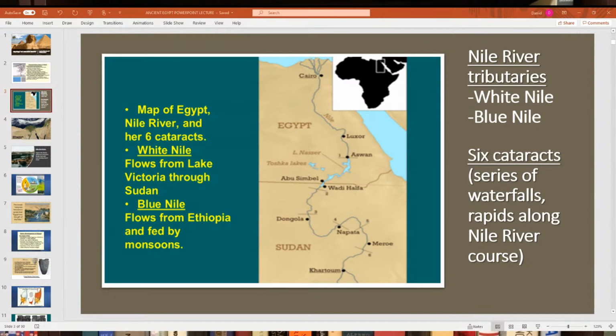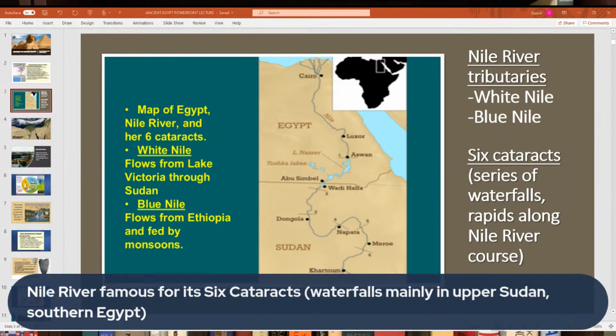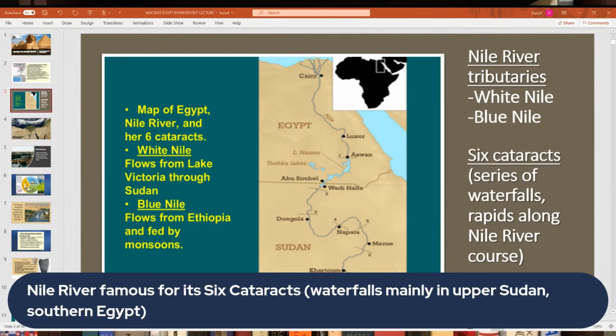If you notice there, on the map in the center, you'll see these numbers on the screen, 1 through 6. They have what they call cataracts. The cataracts are sets of rapids and waterfalls up and down the river basin from northern Sudan. They flow into Egypt. In fact, the word cataract comes from the Greek word cataracta, which means waterfall.